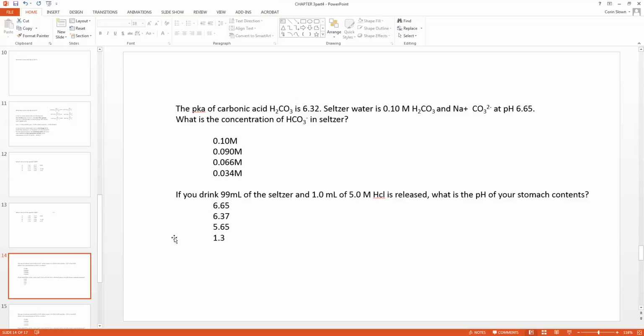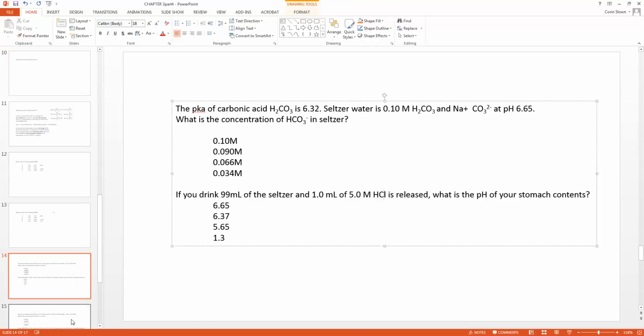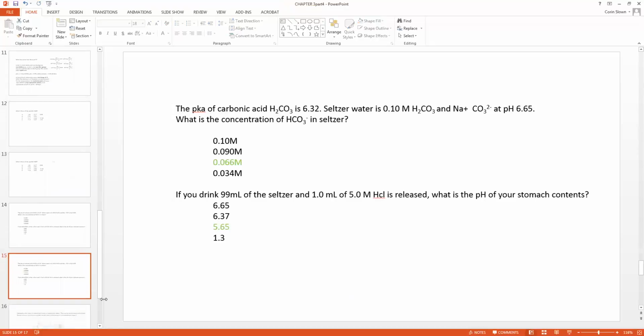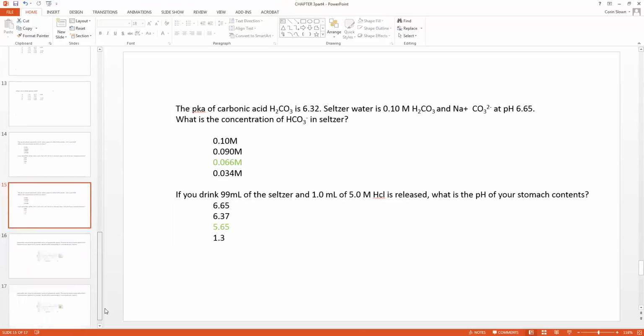The second part of this problem is, if you were to drink 99 milliliters of seltzer and 1 milliliter of your 5 molar HCl gets released, what's the pH of your stomach contents? In this case, you're going to have to figure out what your concentration of H+ is, and then use that to determine the pH, using the negative log of the H+ concentration. So when you do that, hopefully you come up with these 2.